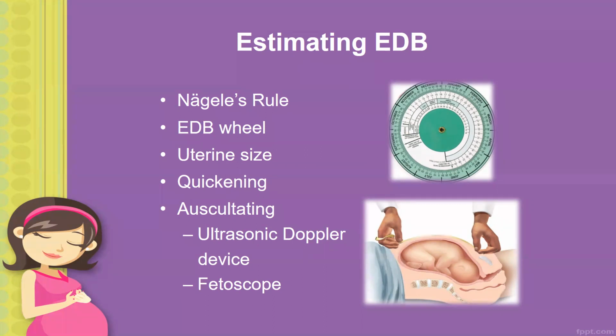We can auscultate the baby's fetal heart tones using several methods. The ultrasonic Doppler device lets us take a look at the baby, measure the baby, and also look at the baby's heart and count fetal heart tones. There are two different types of fetoscopes. One will let you look at the fetus, and one will just use like a stethoscope. It's called a Doppler, and that lets you listen to fetal heart tones without seeing the baby.